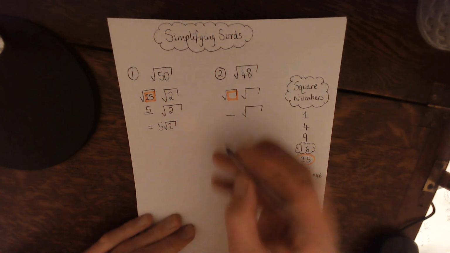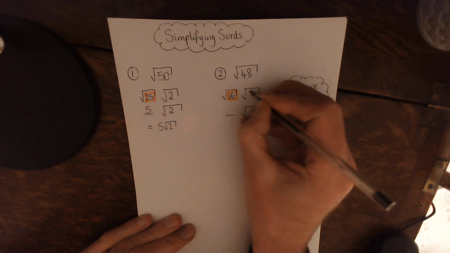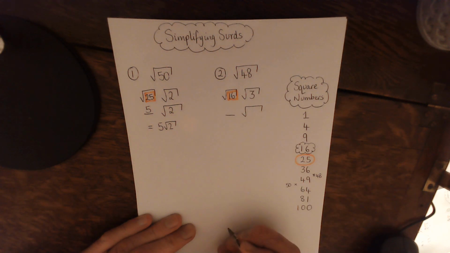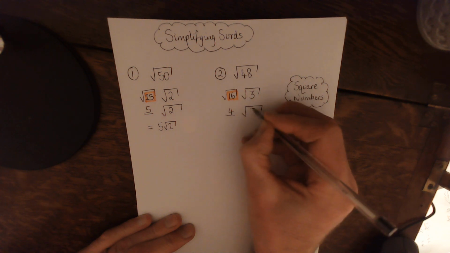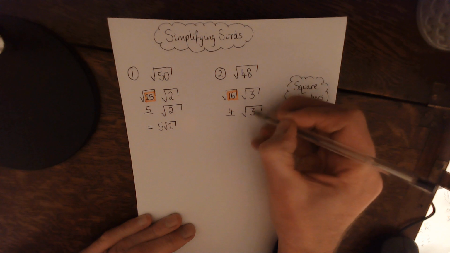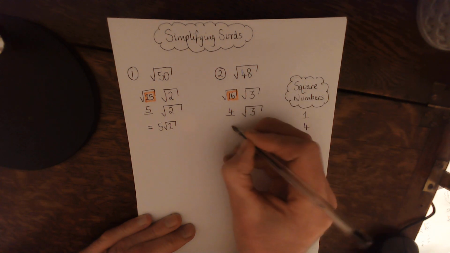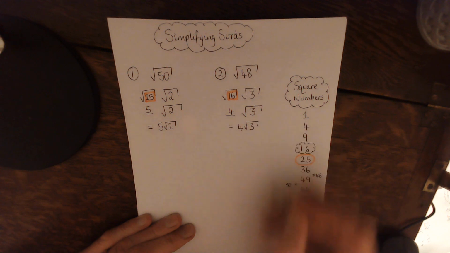Very, very important to put the square number first. And I've got 16 times 3, which works beautifully down to 4 root 3. If you choose the biggest square number, this will not change. And that gives me an answer of 4 root 3.